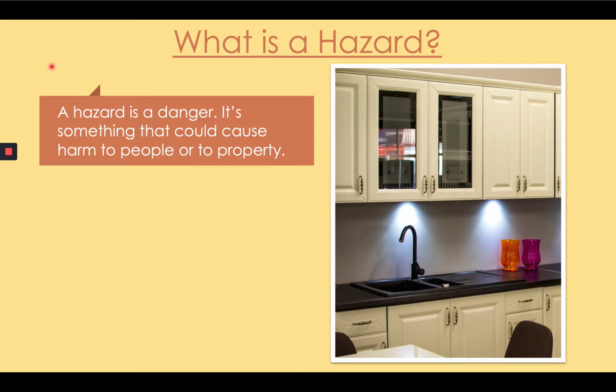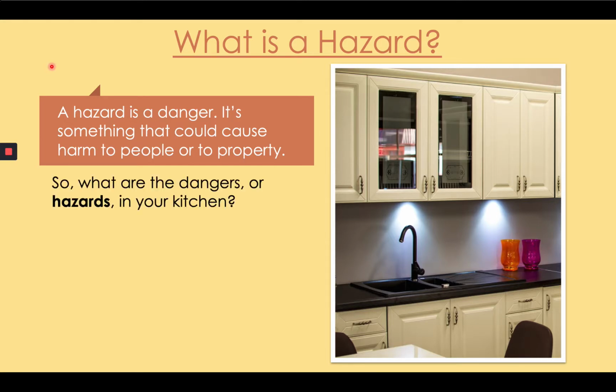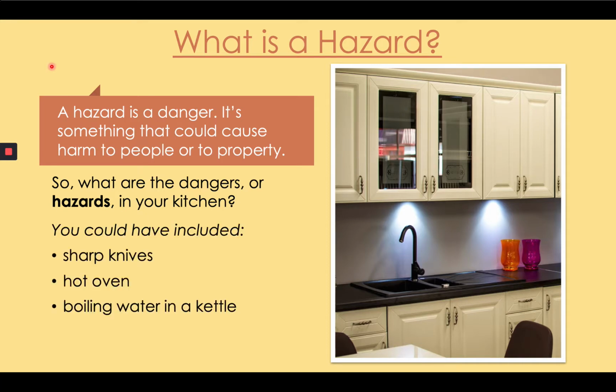Take a moment to think about what hazards you might encounter in a typical kitchen such as this one. Write them down. So you may have got things such as sharp knives, hot ovens, boiling water in a kettle. You may have got slippery floors or food on the floor which makes the floor slippery, other chemicals. These are the typical hazards, the things that can cause harm in your kitchen.